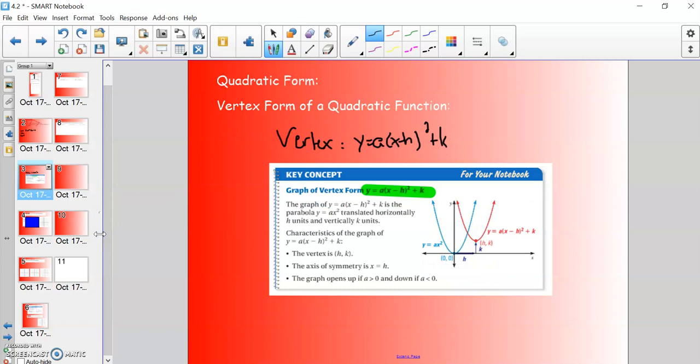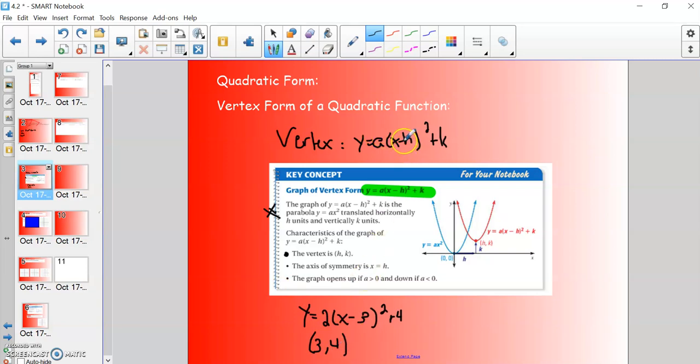It might be a good idea to pause the video here and add this to your notebooks, but this is really important. So the graph of a times x minus h squared plus k is the parabola y equals ax squared translated horizontally h units and vertically k units. So that is a little confusing. All that's really saying is the vertex, instead of being at 0, 0, is going to be at h comma k. So if your equation was y equals 2 times x minus 3 squared plus 4, your vertex is going to be at 3 comma 4, and you could already plot that point.